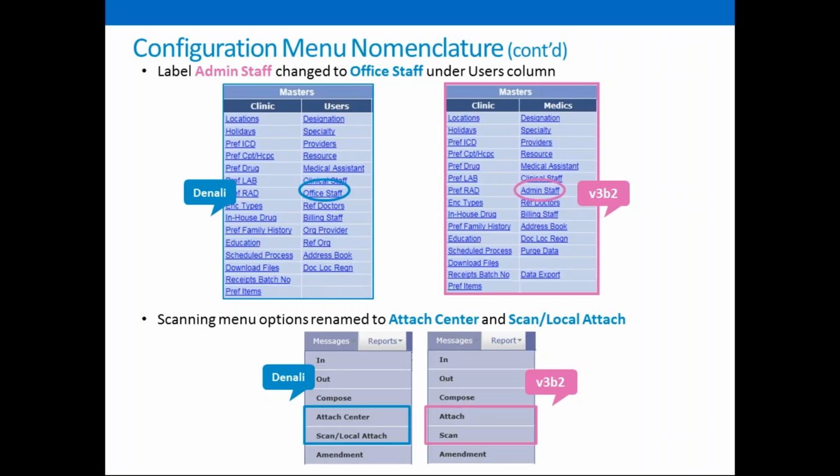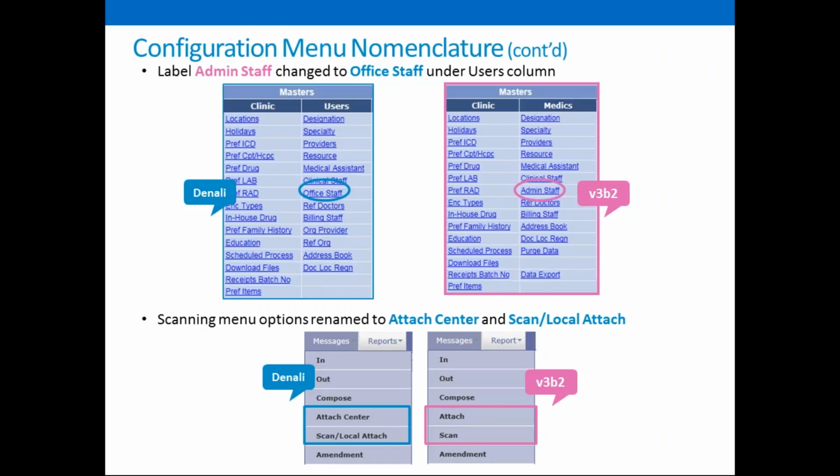Also, under the user profile column, admin staff has been modified as office staff because some folks were thinking that this meant administrator level, like IT, and it does not. It means administrative, such as clerical or office. So this will now help you when you are defining users as to are they clerical staff or office staff.